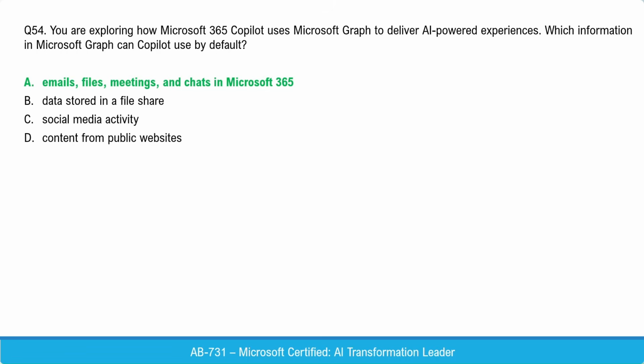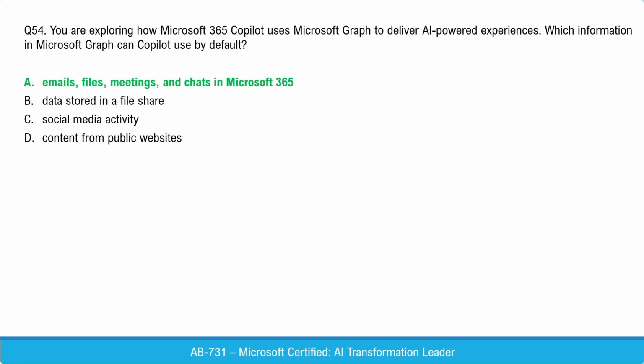emails, files, meetings, and chats in Microsoft 365. Let's understand this concept clearly because it is very important for Microsoft 365 Copilot. Microsoft Graph acts as the data foundation for Microsoft 365. It connects and organizes all the data that users interact with inside the Microsoft 365 ecosystem. This includes emails from Outlook, files from SharePoint and OneDrive, chats and conversations from Teams, as well as meetings and calendar data. Copilot uses Microsoft Graph to provide context-aware responses.